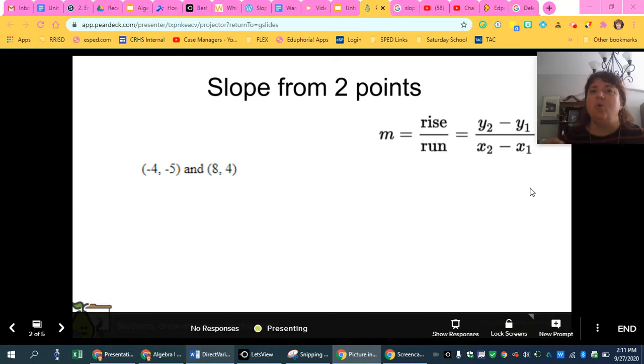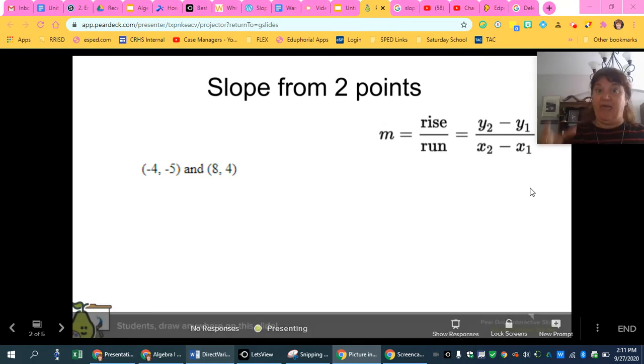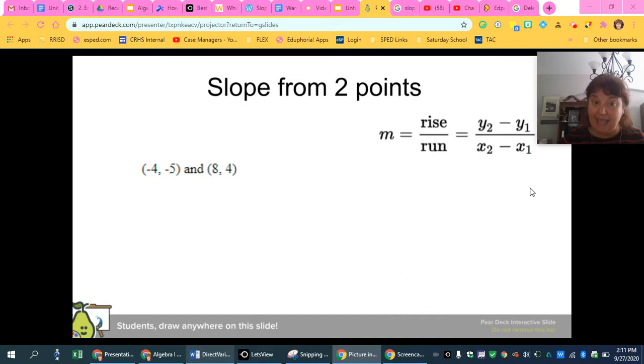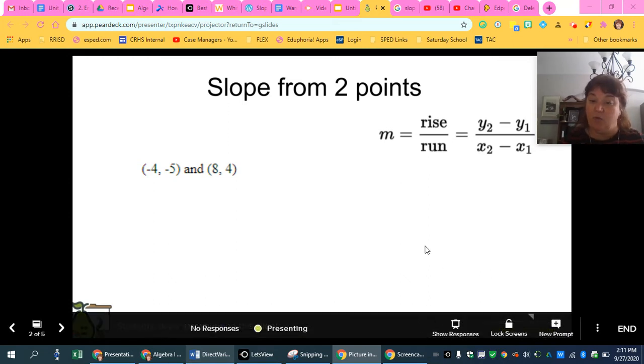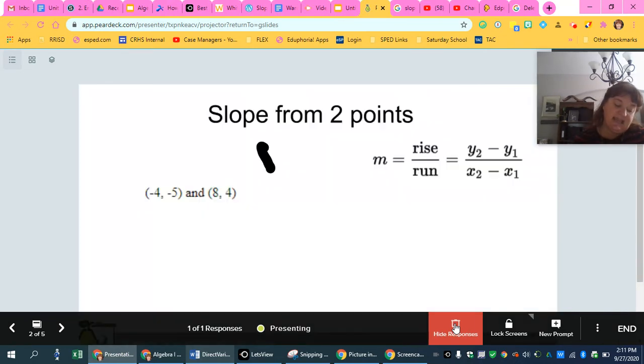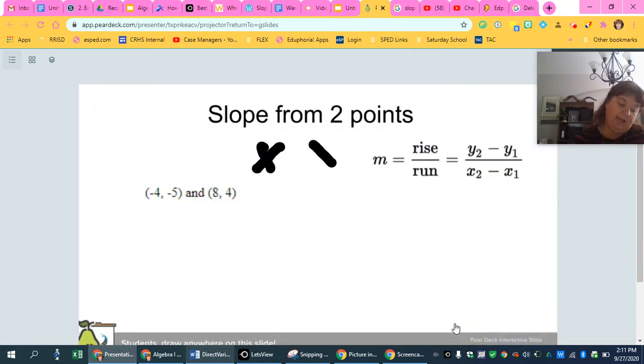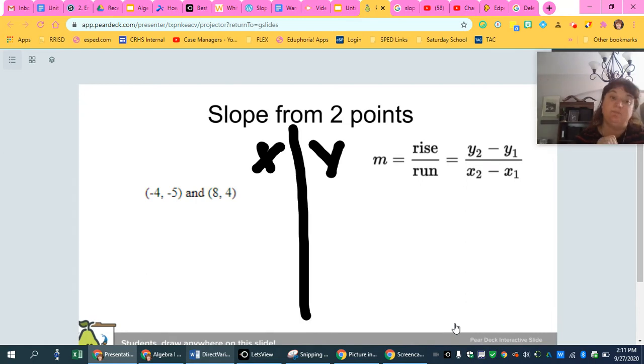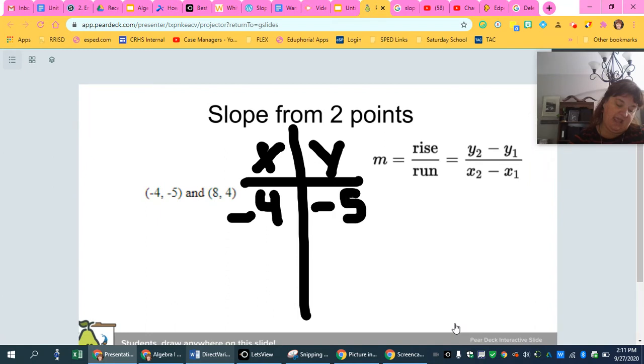But we're going to use a way that we've already learned, and that's finding slope from a table. Okay? What I'm going to do is set up a table, my y and my x, and just put the points on the table. So I have -4 goes with -5, and I have 8 goes with 4. There's my 2 points, just like the tables you guys have already seen, and you've already figured this out.